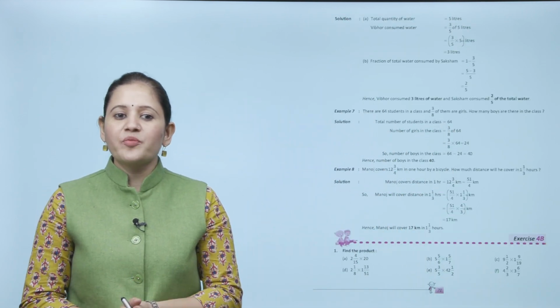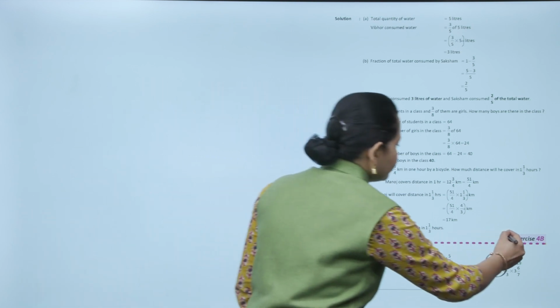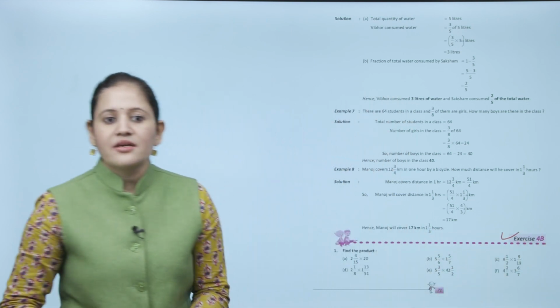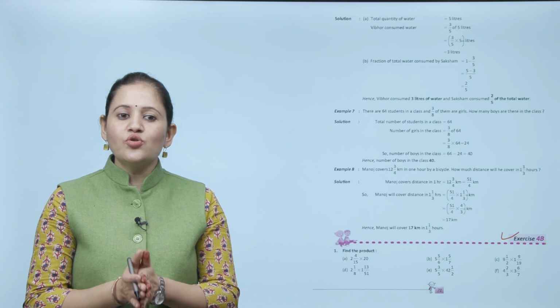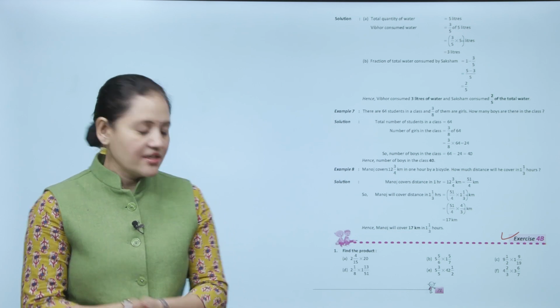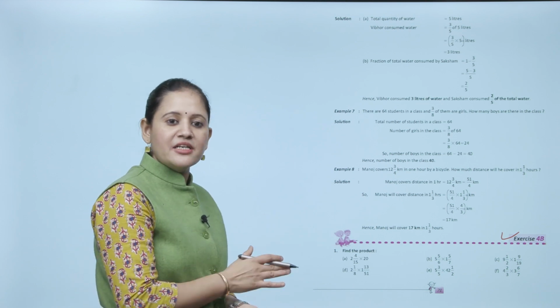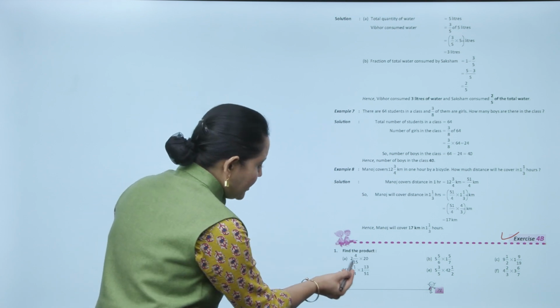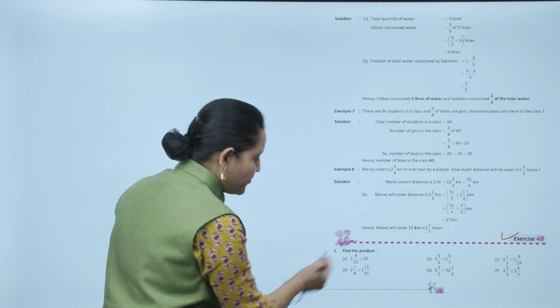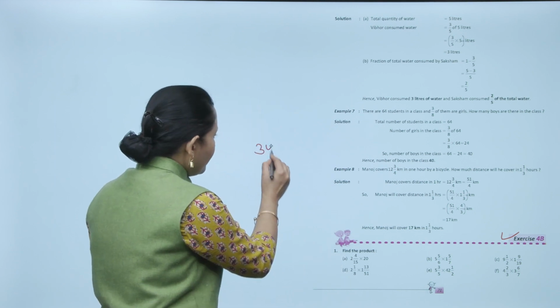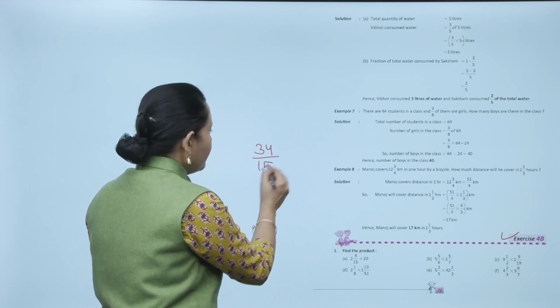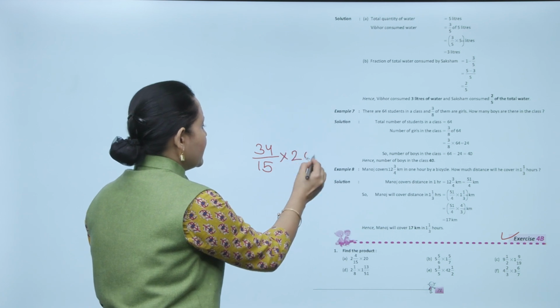Next is exercise 4b. Find the product 2 4 by 15 multiplied by 20. So first one is a mixed fraction. First we have to convert into improper fraction. 15 into 2, 30 plus 4, 34 upon 15 multiplied by 20.